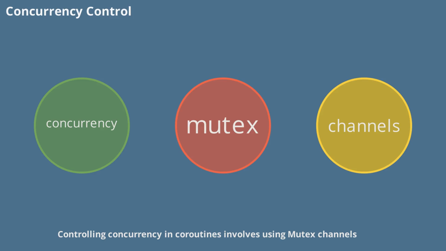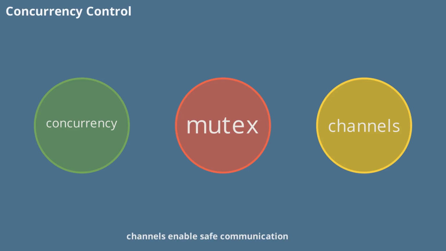Controlling concurrency in coroutines involves using Mutex, channels, and structured concurrency. Mutex prevents race conditions, channels enable safe communication, and structured concurrency ties coroutine lifecycles to scopes. These tools help manage concurrent tasks efficiently, ensuring data consistency and app stability.